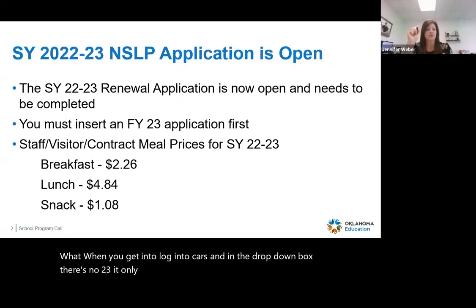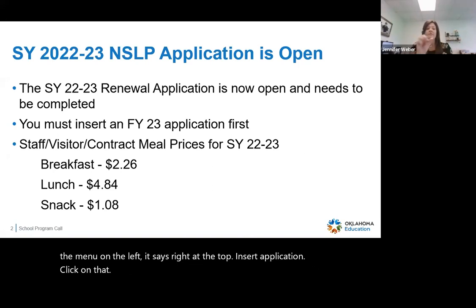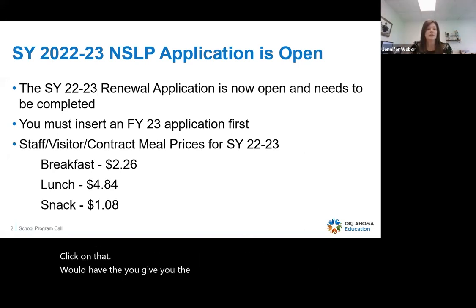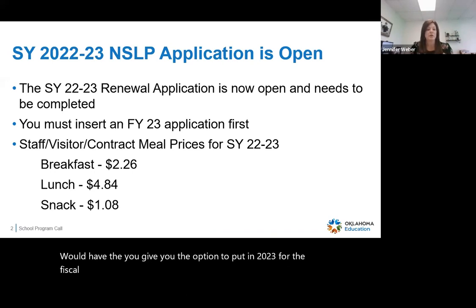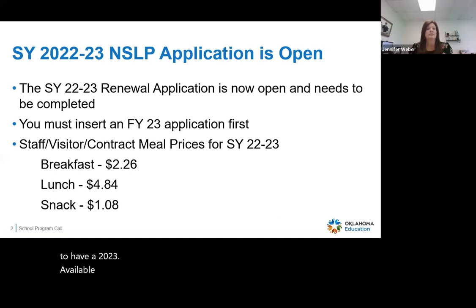Okay, it's not working. So when you log into CARS, and in the drop-down box, there's no 23. It only shows 22 for the fiscal year. Go over to the menu on the left. It says right at the top, insert application. Click on that. We'll give you the option to put in 2023 for the fiscal year. You need to put in 2023 for the fiscal year, and I think you click OK or submit or something to that effect, and it will populate a 2023 application for you. So you definitely have to have a 2023 available to complete to be able to do it. Sorry about that.